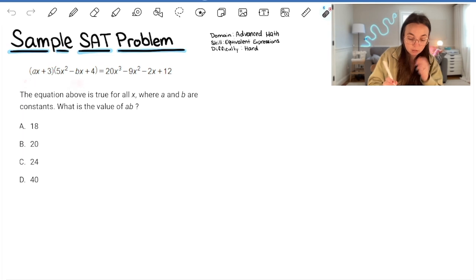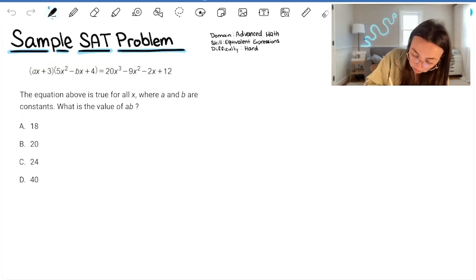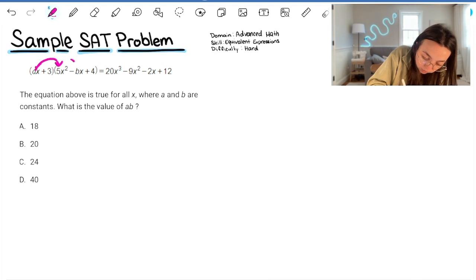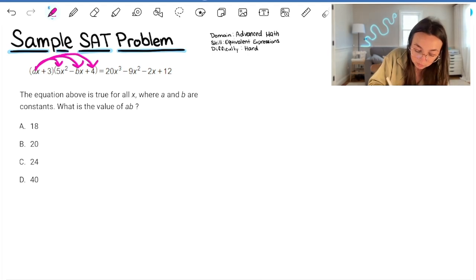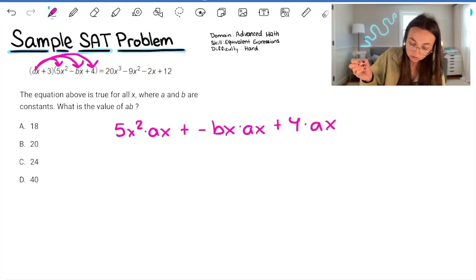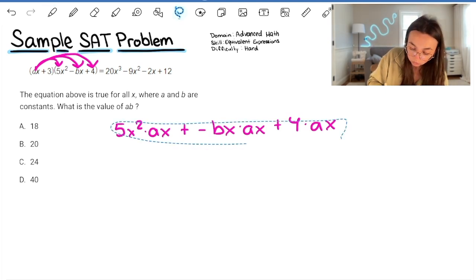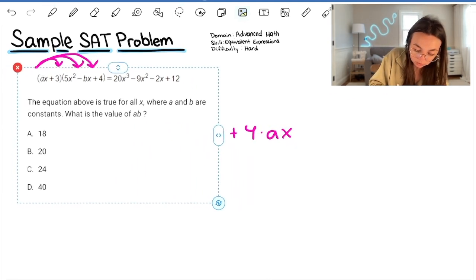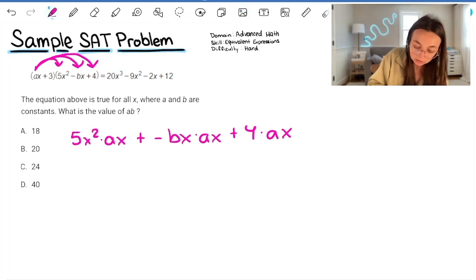Let's distribute all of this stuff out. I'm going to do it right over here. So we are going to distribute a times x into this parentheses here. So we're going to have a times x. So it's going to be 5x squared times ax plus negative bx times ax plus 4 times ax. Notice how that works. Let me scoot this over so you have some space. This is quite a long problem.